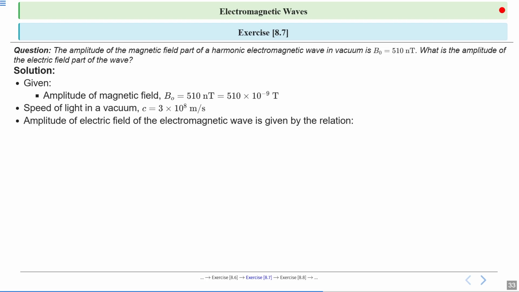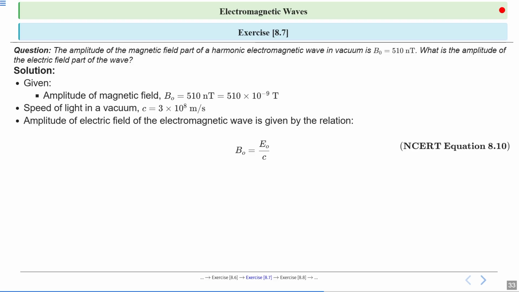The amplitude of the electric field of an electromagnetic wave is given by the relation B naught equal to E naught upon C. I mentioned that the amplitude of the magnetic field is very small as compared to the electric field. The electric field vector is also known as the light vector. So most of the interaction that an electromagnetic wave has with matter is due to the electric field vector, because the magnitude of the magnetic field vector is very small. You can see B naught is given in nanoteslas, that means 10 to the power minus 9 Tesla, which is a very small value as compared to the electric field amplitude.